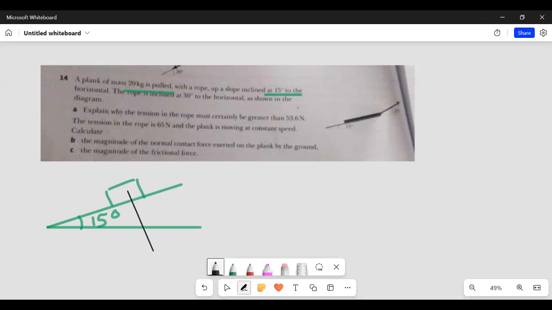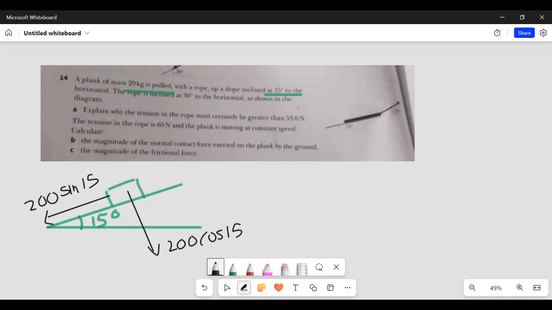One should be in this direction, which is always the cos component, mg cos theta. So 20 times 10, 200, cos 15. And this one would be mg sine theta, 200 sine 15. Weight has been resolved. Then what does it say? The rope is inclined at 30 degree to the horizontal as shown in the diagram.